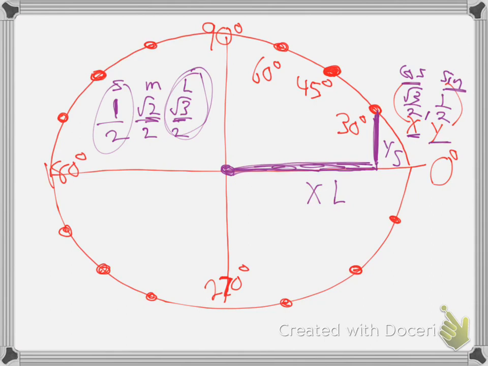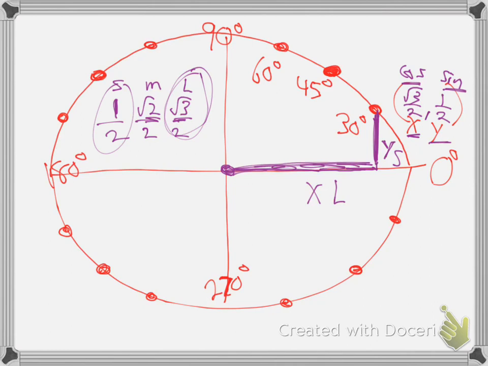Just ask yourself, that's over a lot, isn't it? That's only up a little. Over the large, x is root 3 over 2. Up a little, it's only up the small amount. The y is the small amount, and that's a half, the small. So that means then that for 30 degrees, the cosine is root 3 over 2, and the sine of 30 degrees is a half.